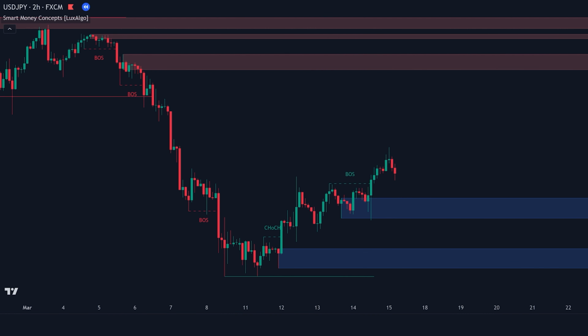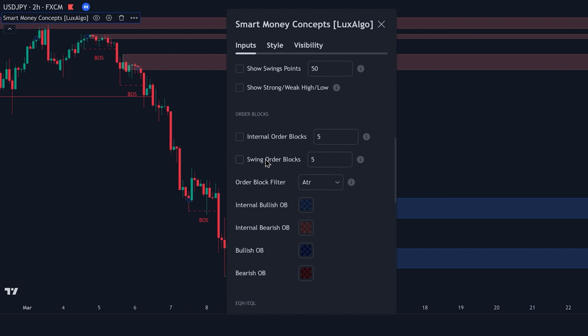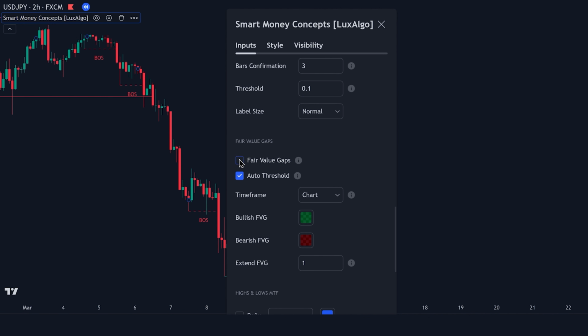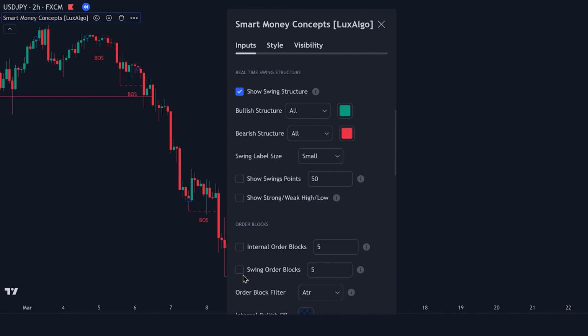For the next trade setup, you will need to go back to the indicator settings. Then, turn off all order blocks. Turn on fair value gaps. Turn off auto threshold and extend it up to 50 points. Turn on swing points. Then, click OK.